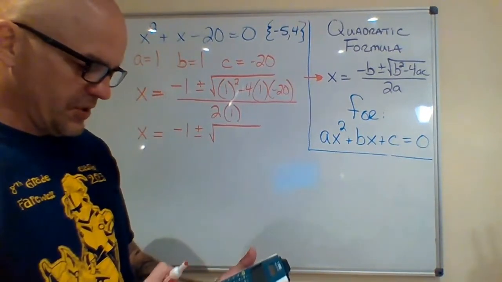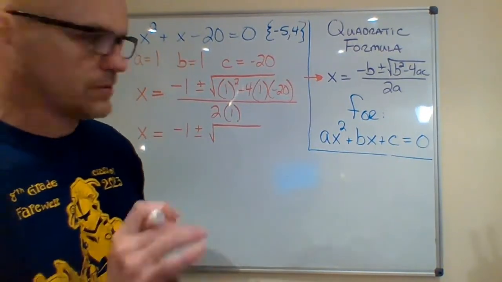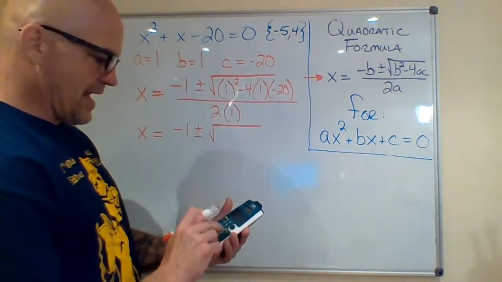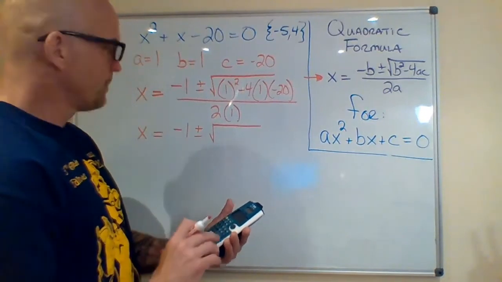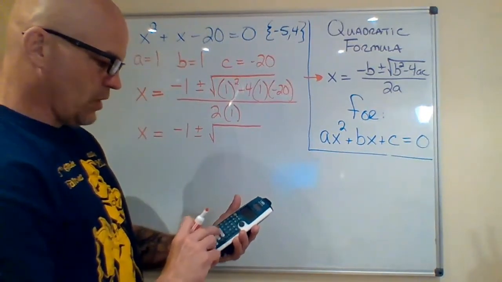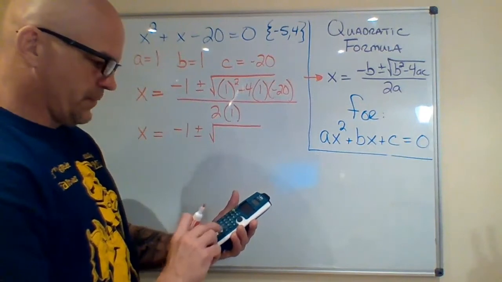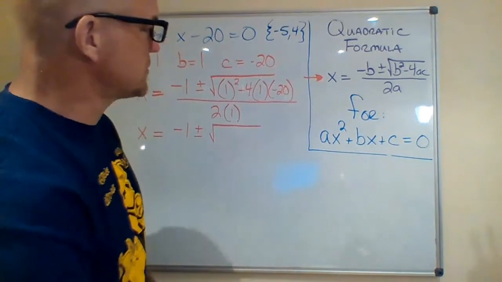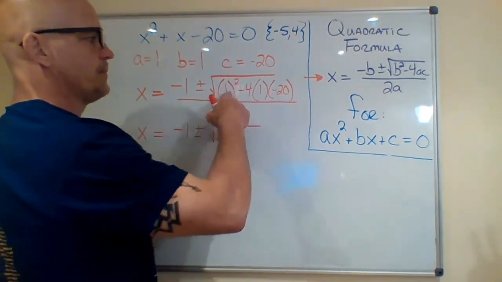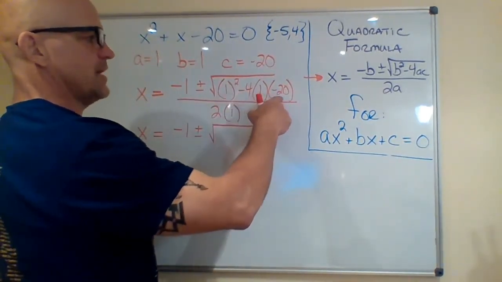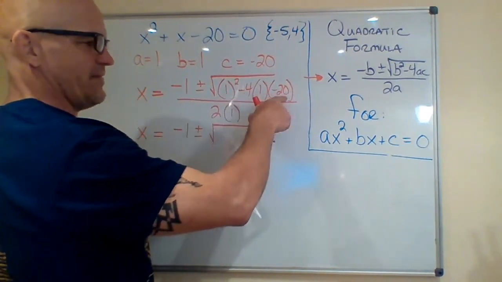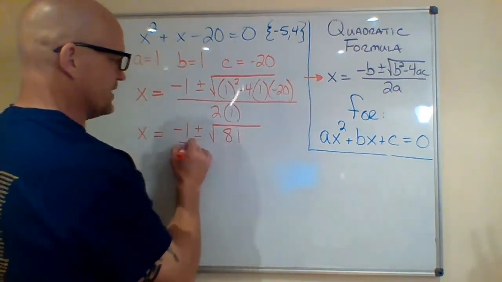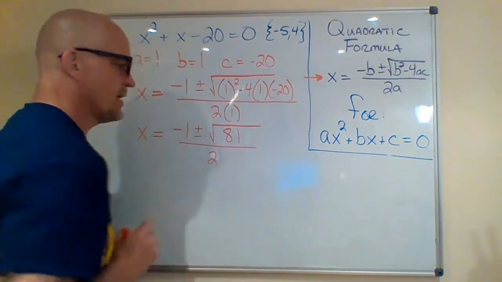I'm just going to put in -1. I'm not using the root, I'm just putting in this value. I'm going to have the root here. So I'm looking at 1 squared minus 4 times 1 times -20. If I hit enter, I get 81. I also can look at this and say, well, 1 squared is 1. This minus 4 times 1 times -20 would be minus -80, which is plus 80. Either way, that gives me 81. And that's all over 2.